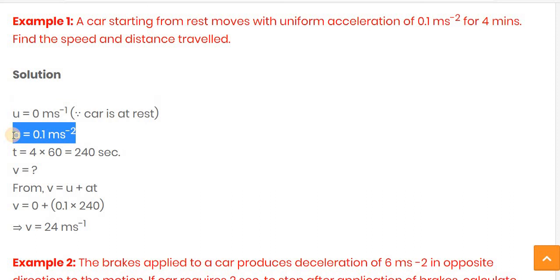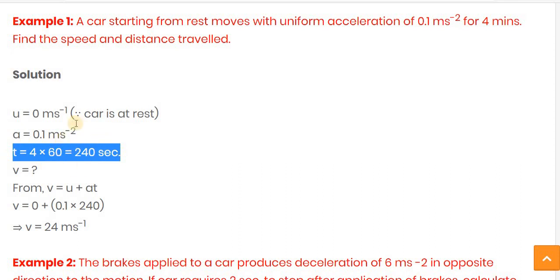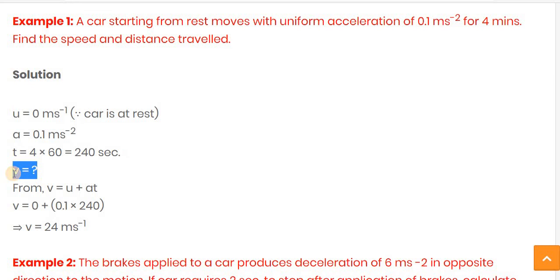a is equal to 0.1 meter per second square, that is given. Acceleration means a, and the time is also given, but it is in minutes. So first of all we have to convert all the units into the same manner. So t we convert into seconds. The 4 minutes is given. For the conversion to seconds, 1 minute is equal to 60 seconds, so 4 minutes is equal to how many seconds? 4 into 60. So we get 240 seconds, and we have to find out v.